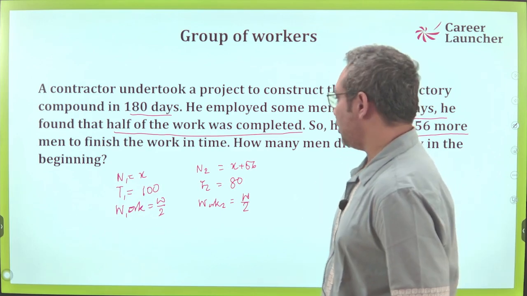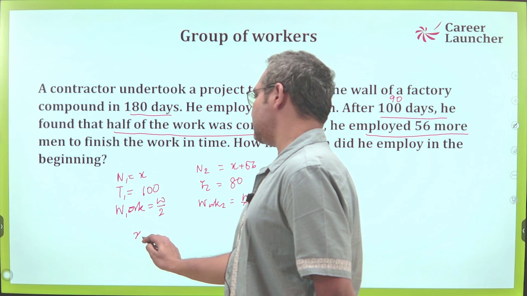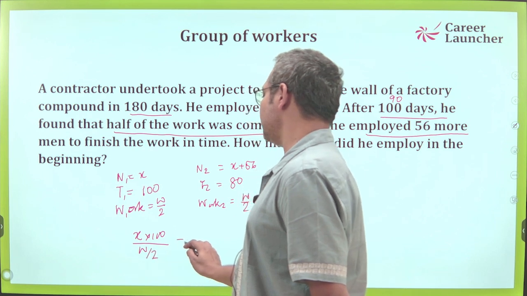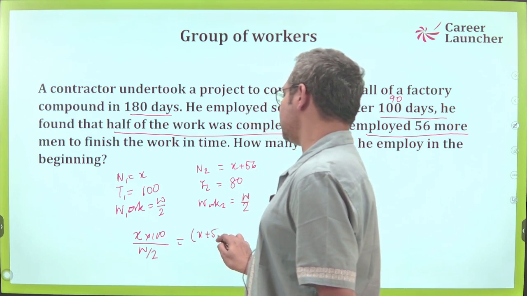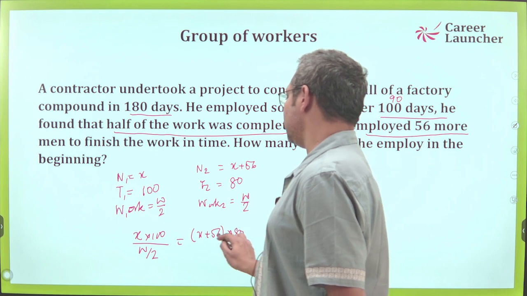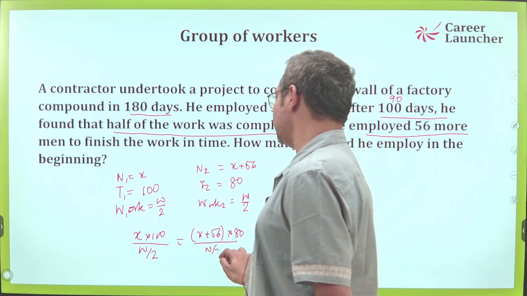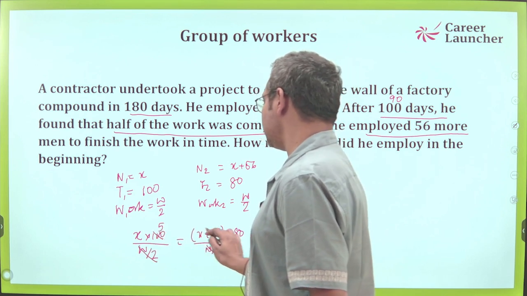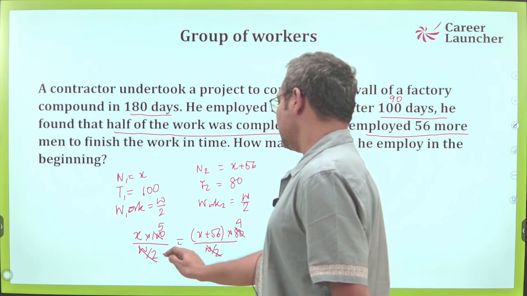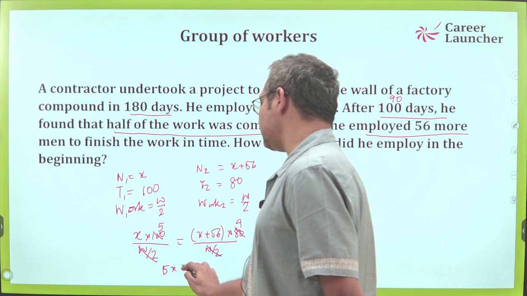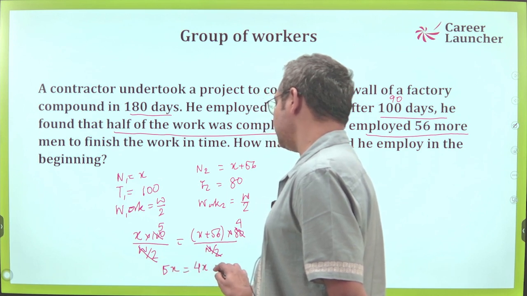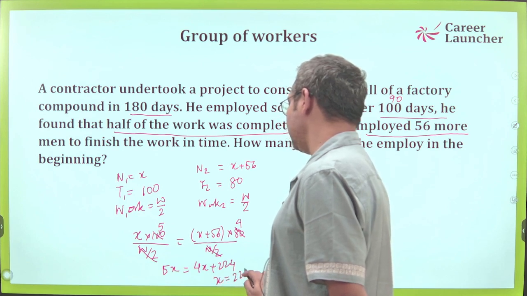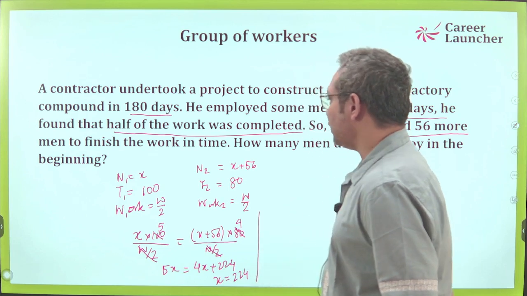So if I use that formula NT over W, X multiplied with 100 divided by W over 2 equals X plus 56 times 80 divided by W over 2. This cancels out. We reduce this by 20, 5 times and 4 times. Solving, we have 5x equals 4x plus 224. That gives us x to be 224. So this is one way of solving the question.